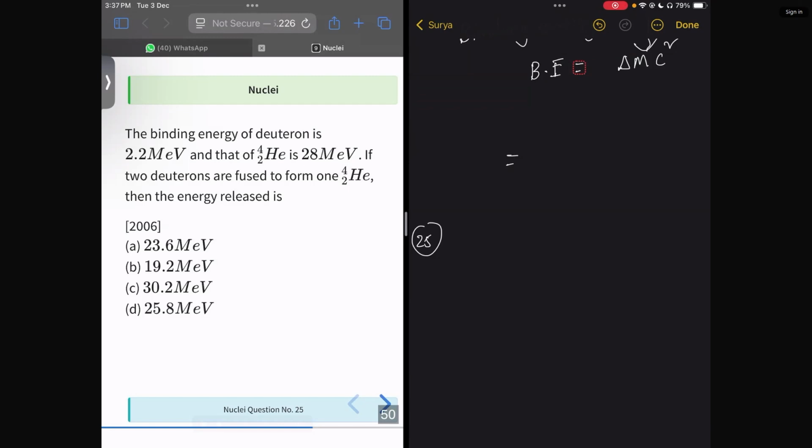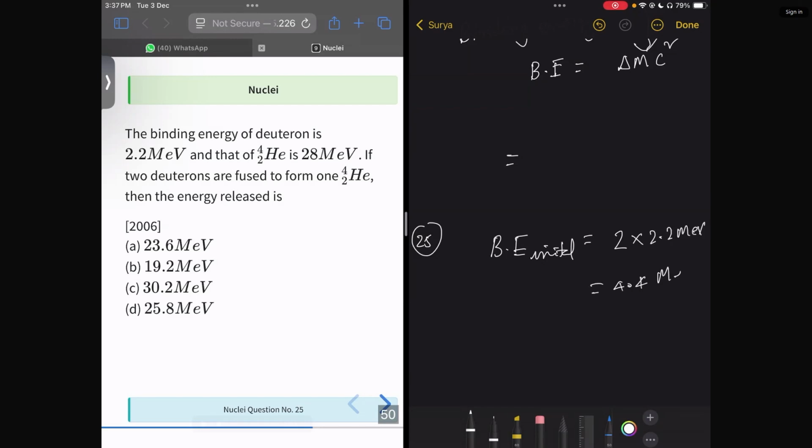So initially there are two deuterons, right? So the binding energy of the initial will be 2 into 2.2 million electron volts, since each has two nucleons, a proton plus a neutron. So it will be 4.4 million electron volts.